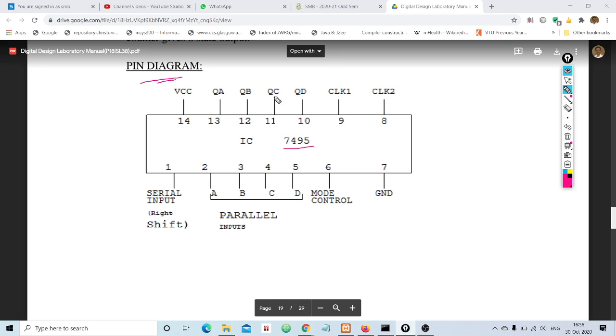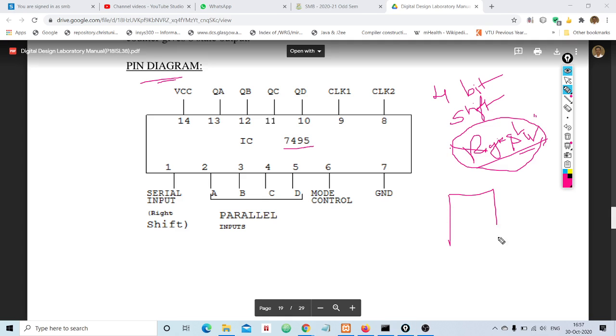Actually this IC is also called a 4-bit shift register. You will understand what shift means in a few minutes. So first and foremost we shall understand what a register is. Basically registers are memory elements. As the name itself says, memory element means the purpose of it is to store information, or store the data, correct?